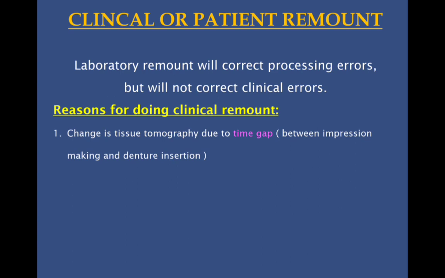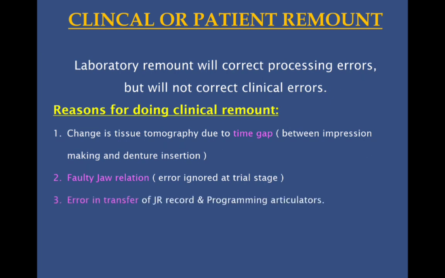If there is any change in the tissue topography, because there was a time gap between the impression and the denture insertion, whatever tissue changes are there, those induced errors can be eliminated. Next is faulty jaw relation. If during your trial stage some amount of error was there in your jaw relation, that can be eliminated. Obviously, if there is a good amount of error, you have to repeat the whole procedure, you have to repeat the denture.